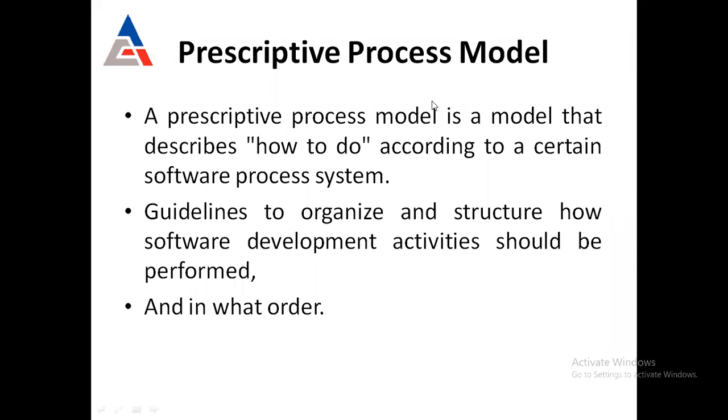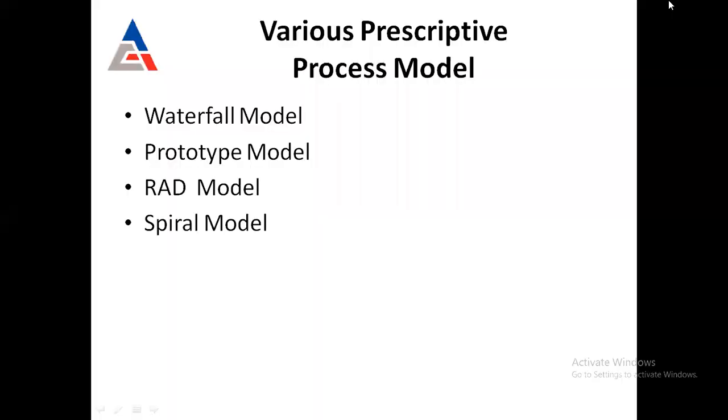So the prescriptive model is a model that describes how to do according to certain software process system guidelines to organize and structure how software development activities should be performed. What various activities have to be performed during software development, from which activity I have to start and to which activity I have to stop. All these activities have to be in a particular order, and this is what the prescriptive model is: the guidelines to organize and structure how the software development activity should be performed and in what order.